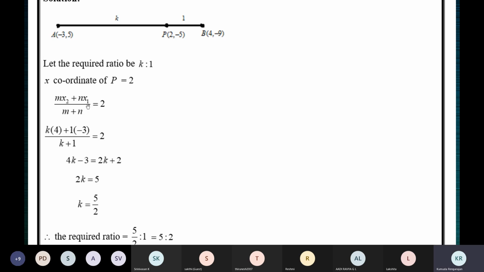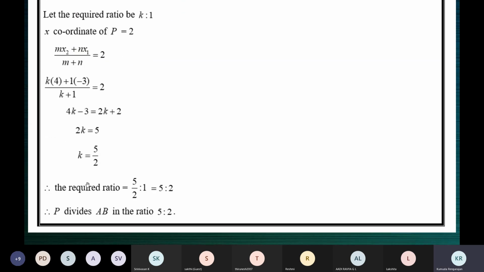The ratio m is to n is k is to 1. So m is k into x2, x2 is 4, plus n into x1, x1 is minus 3, by m plus n, k plus 1, is equal to 2. Work this and we find the value of k is 5 by 2. The required ratio is 5 by 2 is to 1, because the required ratio is k is to 1.